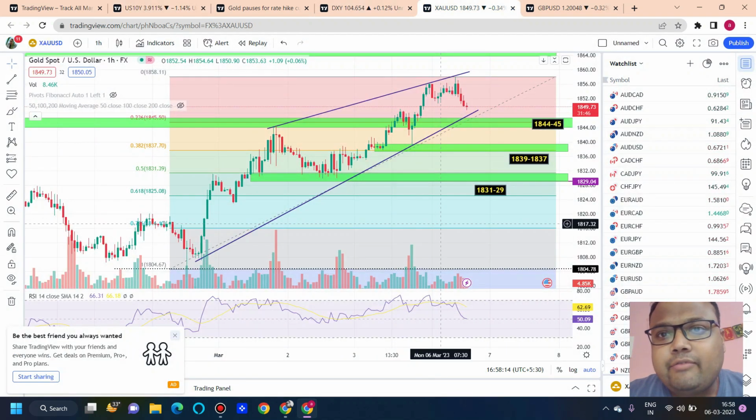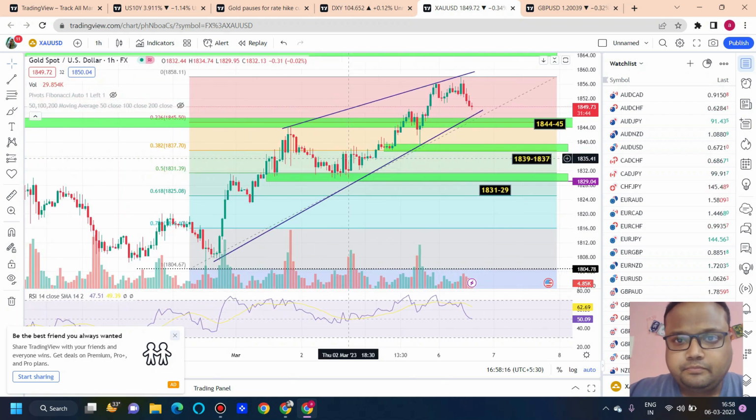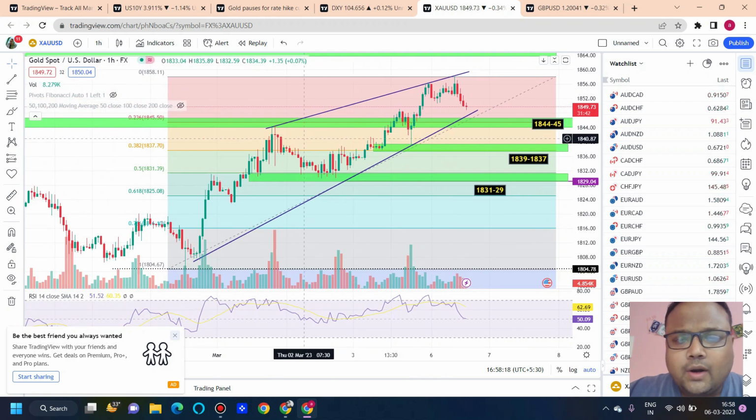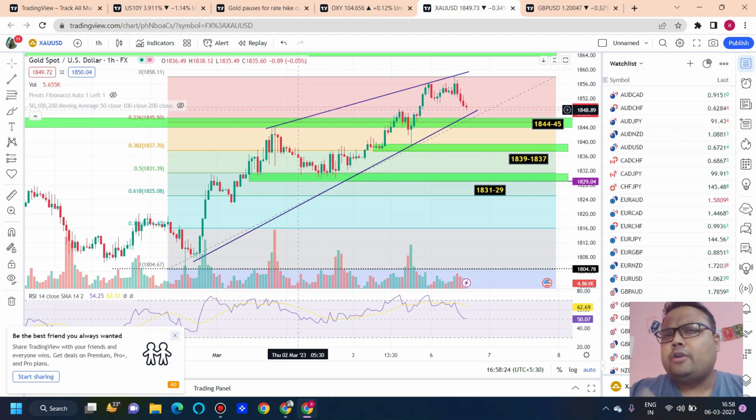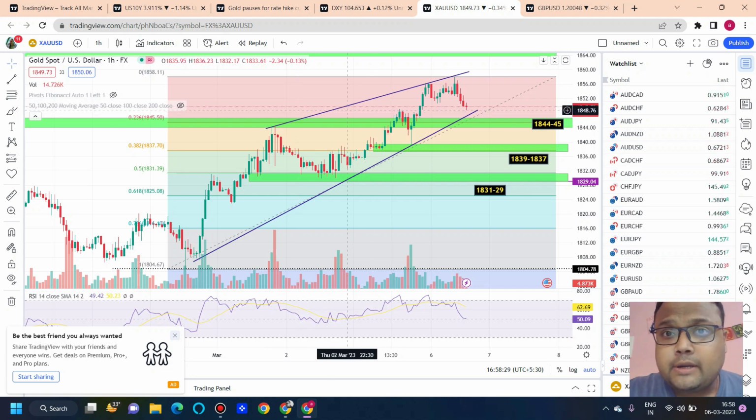So this is the 1 hour time frame on the chart. On the 1 hour time frame, we can see a possible wedge pattern. To be honest, right now I'm not very convinced about a wedge pattern, but yes, I think we have a wedge pattern on the chart.